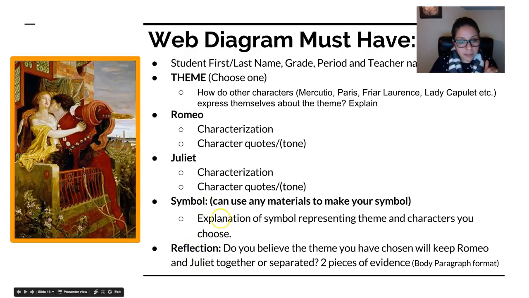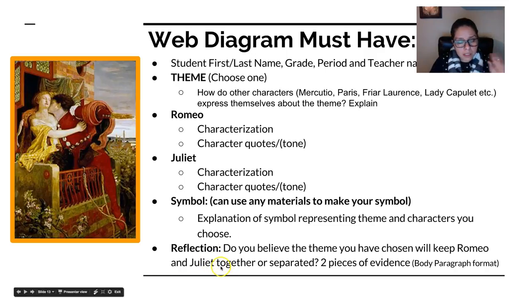Okay, now first, for the symbol, you can use any materials to make your symbol. So what that means is through Google Drawings, you can create a symbol in Google Drawings, right? But that's kind of limited. Or you can hand draw your symbol, or you can crochet a heart, I don't know, you can knit a heart. You can use pastels, you can use clay, you can use anything to create your symbol, okay?